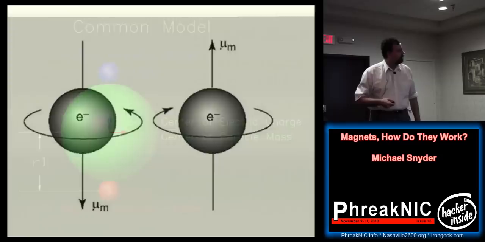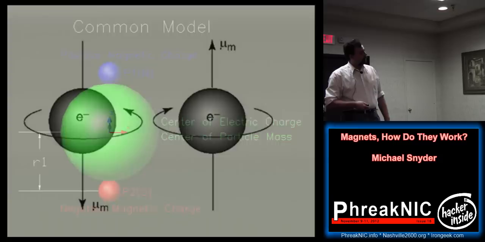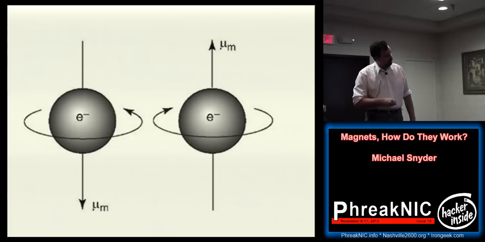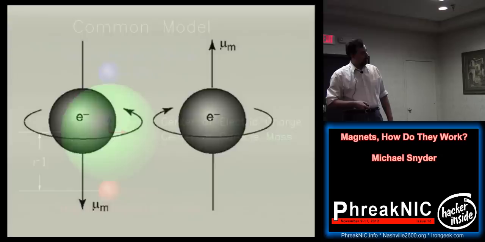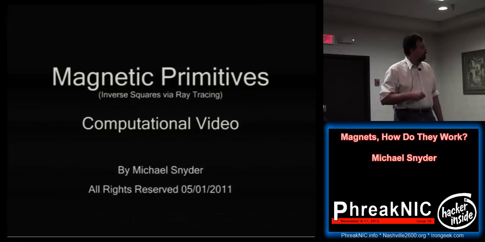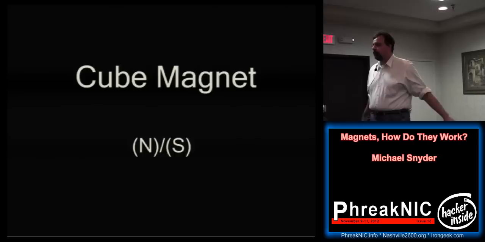So notice how the model works. Even though we're not showing it, there is a North Pole, there is a South Pole, and we have a center of charge in this case. Okay. Now, we're going to let this movie play for about 3 or 4 minutes, and I'm going to take any questions. Is there any questions so far?